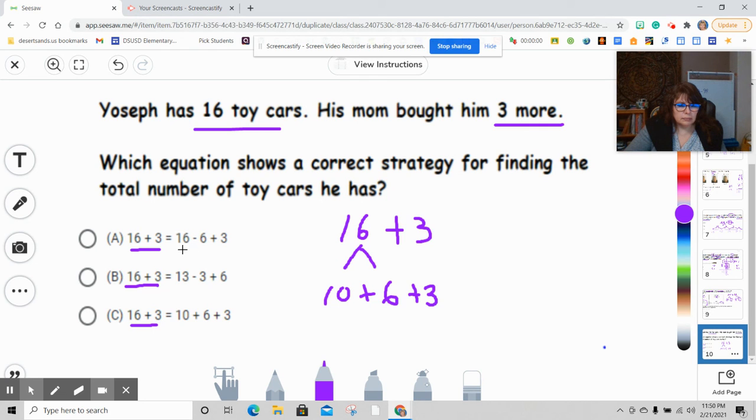So I go here, 16, take away 6. No, I don't want to take away. How about 13, take away 3 plus 6? Would that make sense? That's not a strategy that would be used. But how about 10 plus 6 plus 3? If you break apart the 16 into 10 and 6, that will make sense. So C is the best choice.